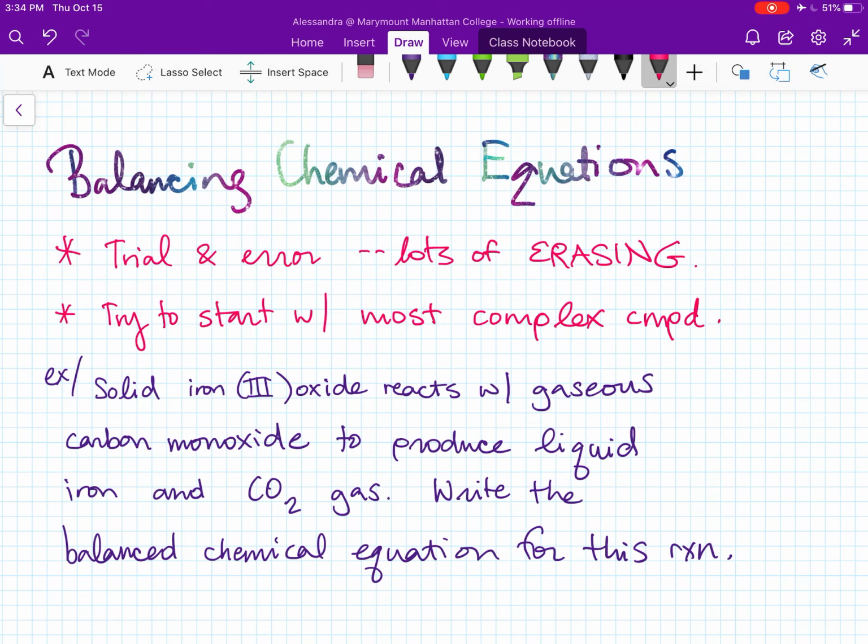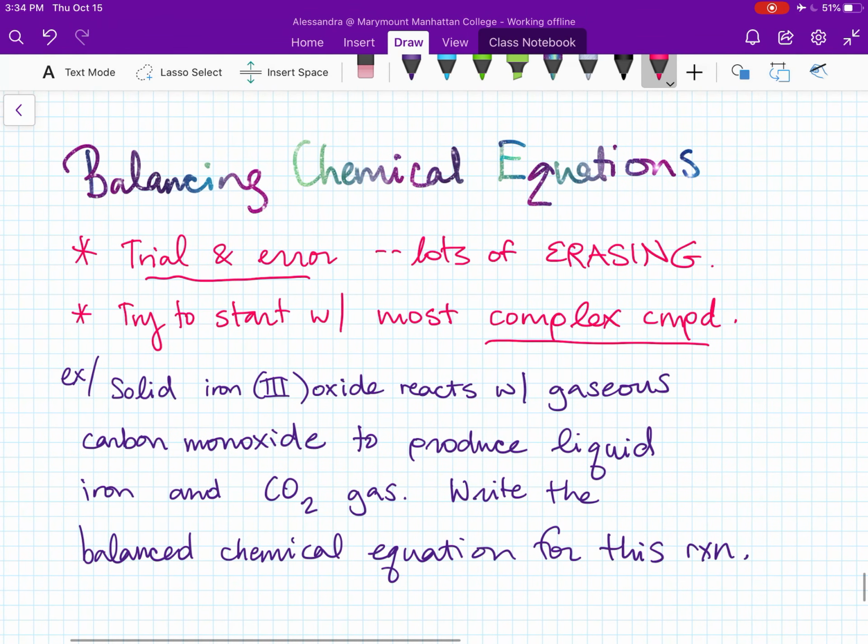So balancing chemical equations for me has always involved lots of trial and error, lots of erasing. So you might start going down a path that's leading nowhere and you have to just start over. One rule of thumb is to try to start with the most complex compound in the reaction and go from there. But every student has their own unique way of balancing chemical equations. And if you do enough examples, you will develop yours.